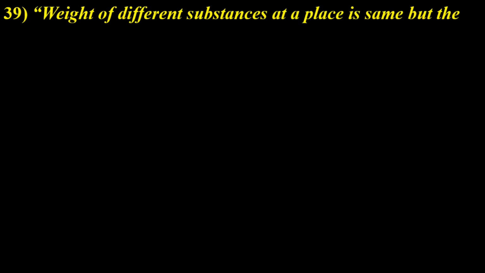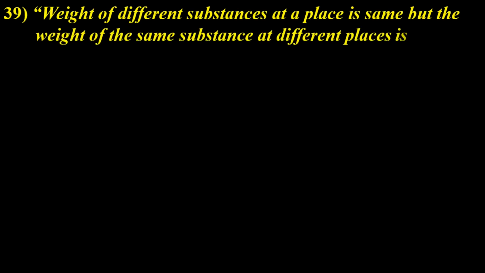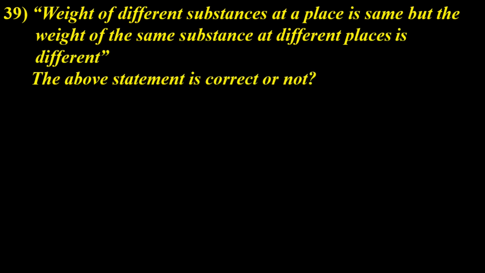Let's go to another question. Weight of different substances at a place is same, but weight of the same substance at different places is different. This statement is correct or not? Now looking at the statement, weight of different substances at a place is same, this is wrong. We can understand easily. If we have two stones, one is big, another is small, at a place their weight will be certainly different. And so different substances wouldn't have same weight at a place. But weight of the same substance at different places is different, the second part of the statement.